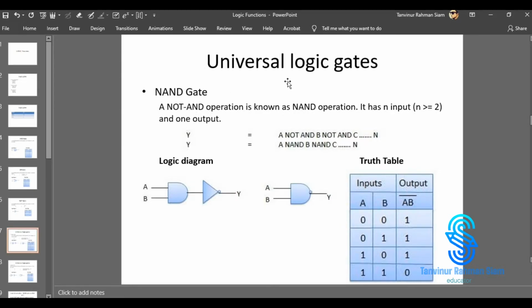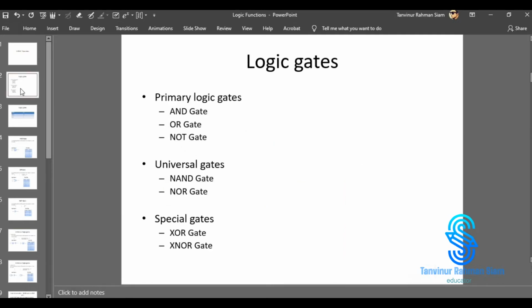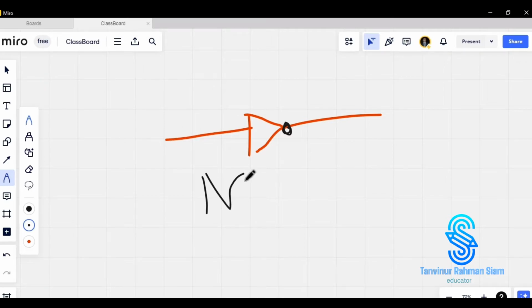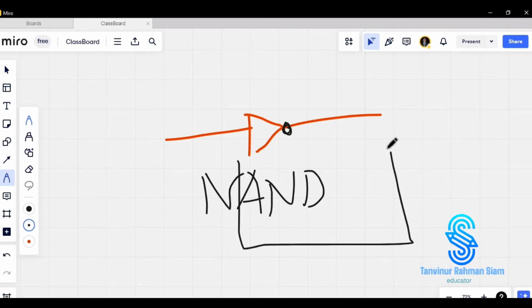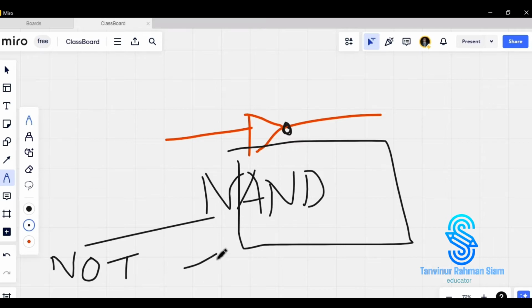After that we move to universal logic gates. How many types of universal logic gates were there? There were 2 types of universal logic gates, that is NAND gate and NOR gate. NAND gate is just opposite to AND gate, that's why it's NAND gate. What does that mean? It means AND plus NOT, that is NOT plus AND.